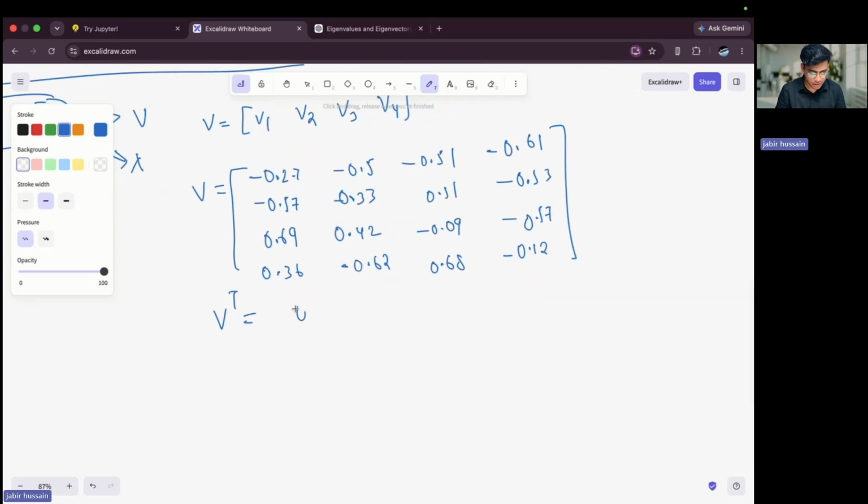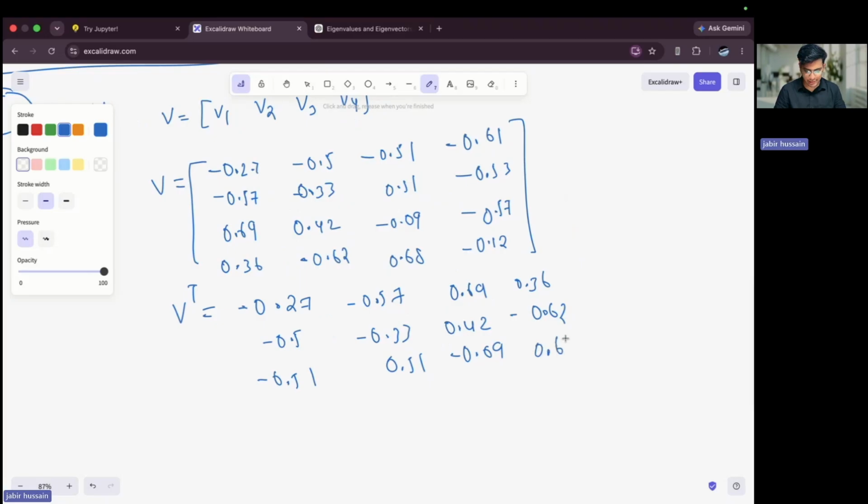This will give us minus 0.27, minus 0.57, 0.69, 0.36. We'll not take this entire matrix because we'll only take a few. It doesn't matter, but I'm just taking it for your reference. Then minus 0.5, minus 0.33, 0.42, minus 0.62, and minus 0.51, 0.51, minus 0.09, and 0.68. This will be 0.61, 0.53, minus 0.57, and 0.12. Okay, so we got our V transpose.